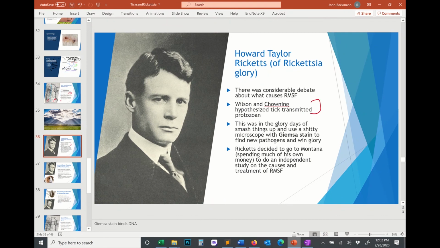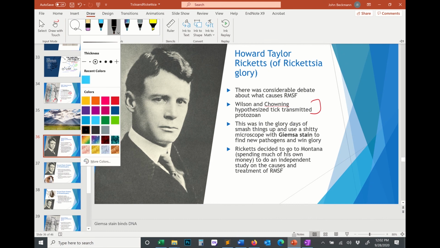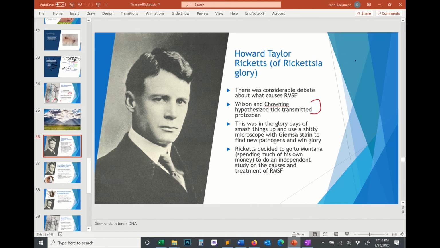So there was this group of people, Wilson and Chowning. They were a group of researchers, I think they're from Mayo, who went out there and did some field studies, and they came up with a hypothesis that the ticks probably transmitted some kind of protozoan.